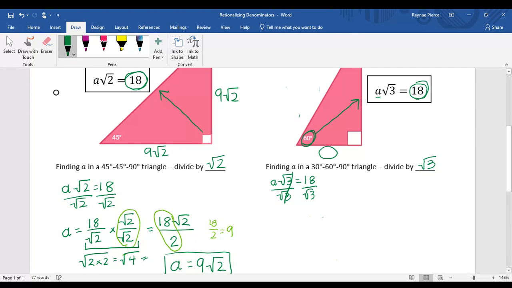But again, we don't want the radical in the denominator. Just like we did over here when we multiplied by the square root of 2 over the square root of 2, we're going to multiply this by the square root of 3 over the square root of 3. Now, in the numerator, again, we just multiply straight across. So we have 18 times the square root of 3. In the denominator, the square root of 3 times the square root of 3, 3 times 3 is 9. So what is the square root of 9? That's 3.